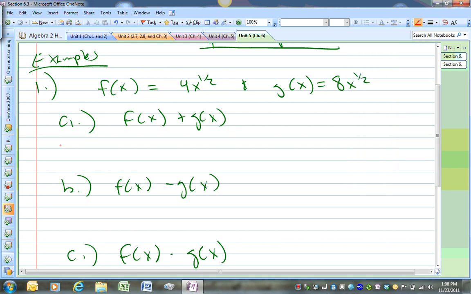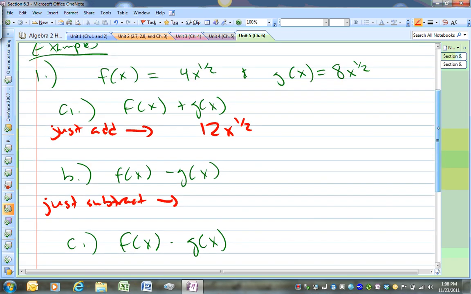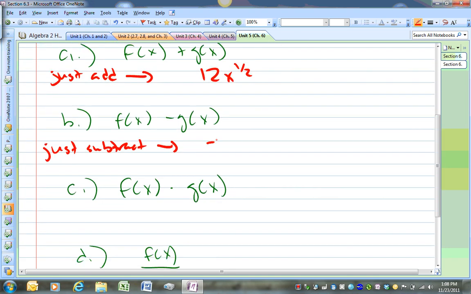So for the first one, just add. So it comes 12x to the 1/2 power. So I combine like terms. For the next one, just subtract. So I'm doing 4x to the 1/2 minus 8x to the 1/2. So you get negative 4, x to the 1/2.